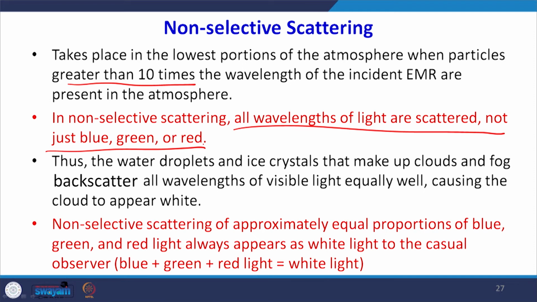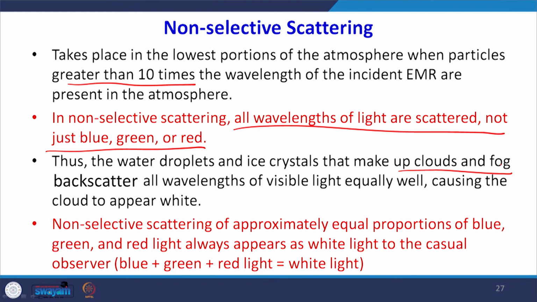Because the scattering is uniform for blue, green and red, and you know that when there is a uniform mixing of the colors, what you get is white. So, water droplets or ice crystals would appear white to you. Clouds and fog all appear white in color. Actually, they are colorless, but because non-selective scattering is taking place equally in all the wavelengths of light, some objects appear white to us.